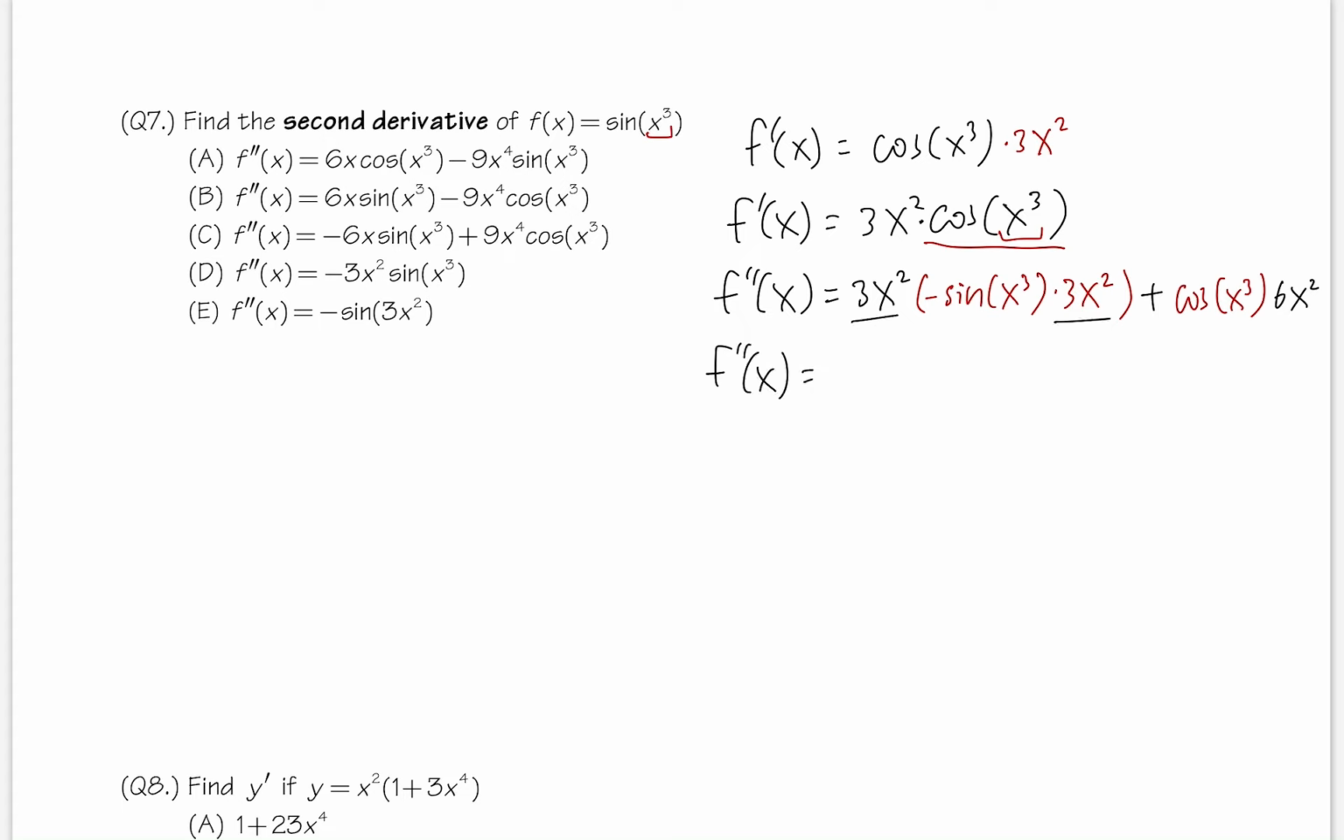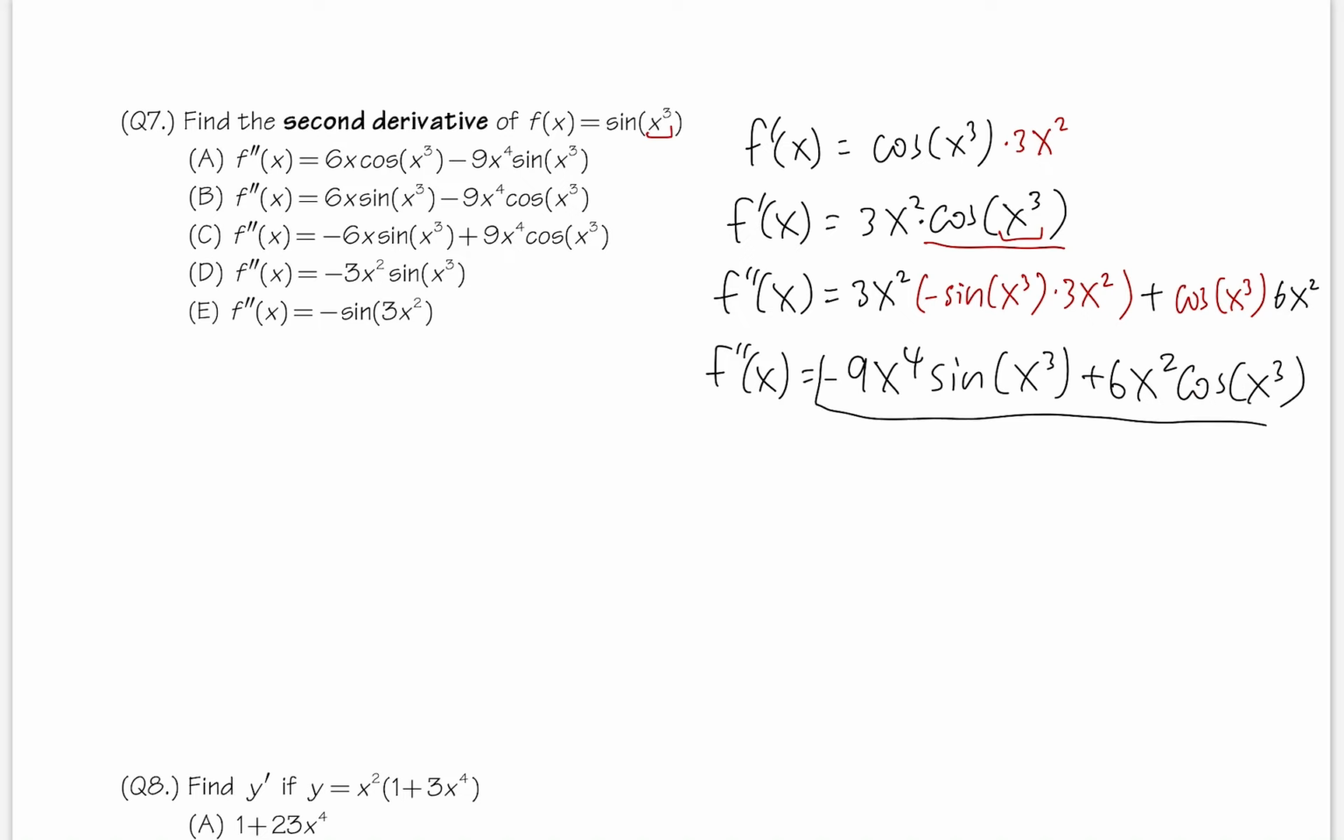3x squared times 3x squared is 9x to the fourth power, and we have a negative here. So altogether, negative 9x to the fourth power sine of x to the third power. And then this, I can put that to the front. So plus 6x times cosine of x to the third power. That's pretty much it. And if we take a look, this is the same as the first one, right? 6x cosine x to the third power minus 9x to the fourth power sine of x to the third power.